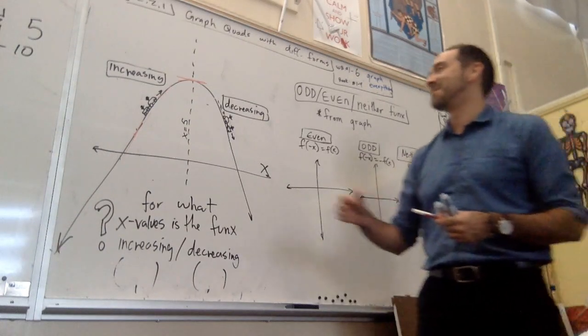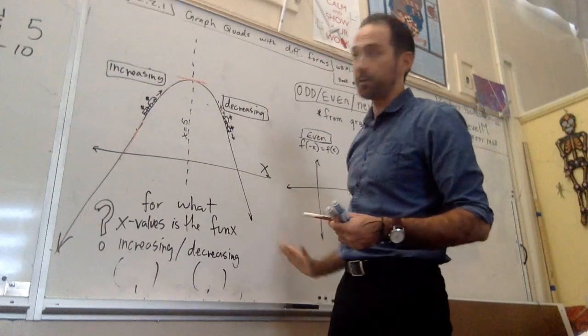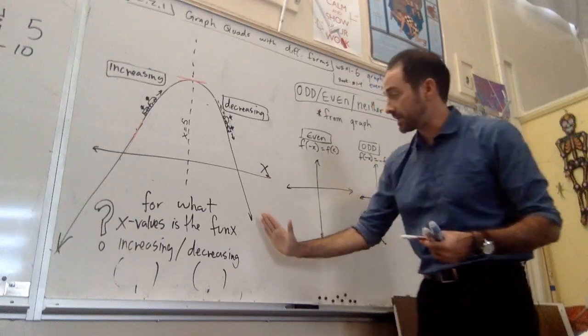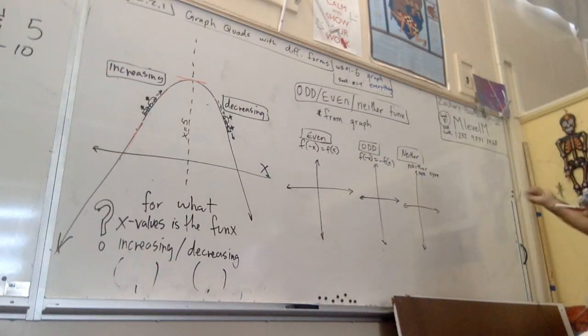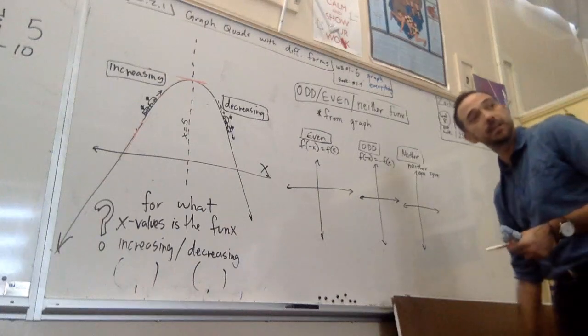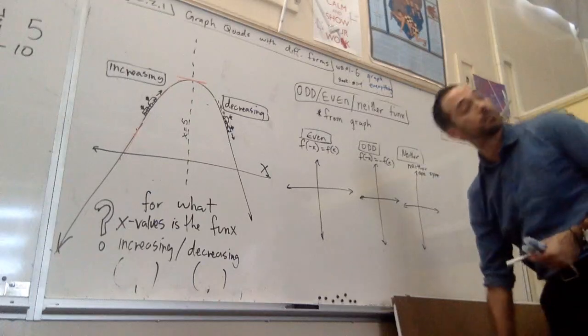I'll keep moving. Once we get past this inflection point, what happens? Decreasing. And it decreases as it goes over to the right. So way over here at positive infinity, it's still decreasing. You guys get that? Because it's not just going down, it's going over to the right. Down, down, down, forever.